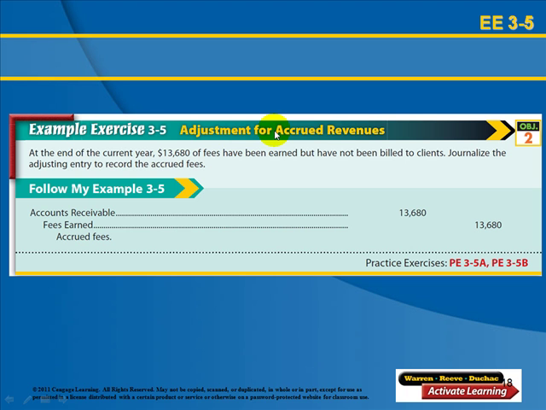An example of accrued revenues. At the end of the current year, $13,680 of fees had been earned but not yet billed to clients. We must journalize this adjusting entry to record the accrued fees. We will debit accounts receivable for $13,680 and credit fees earned for $13,680, and then we will post this journal entry.